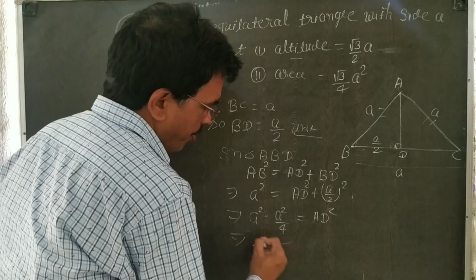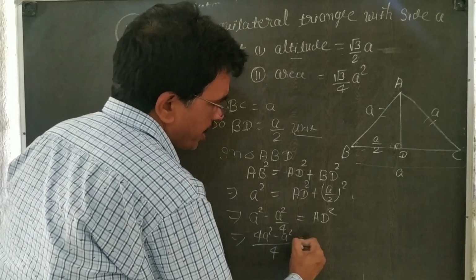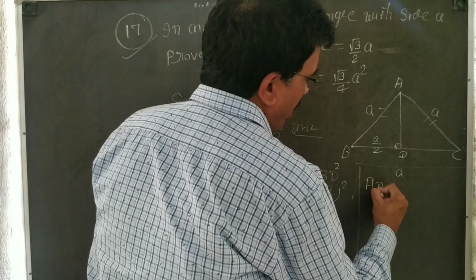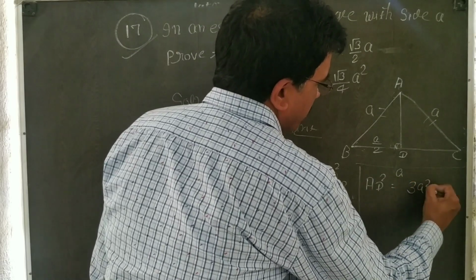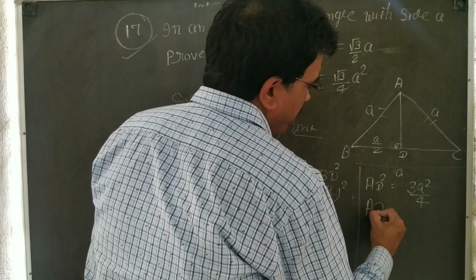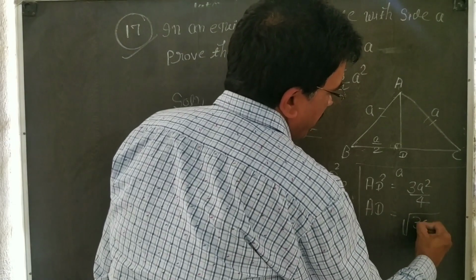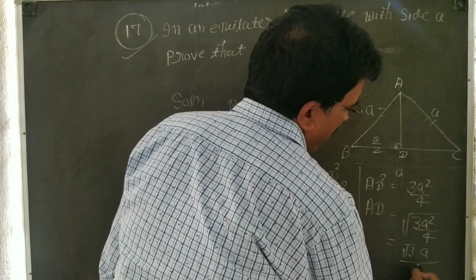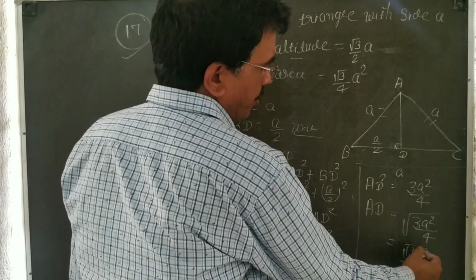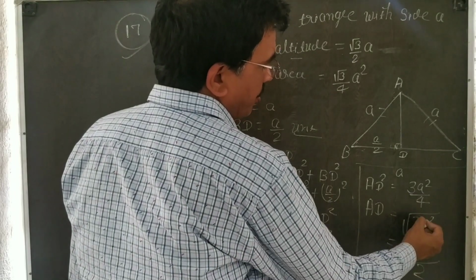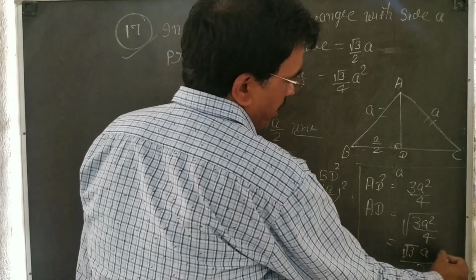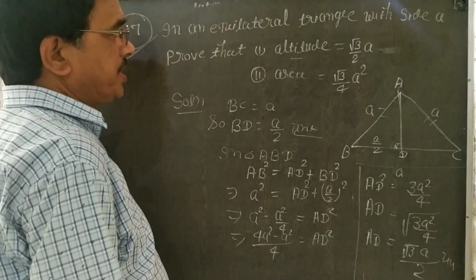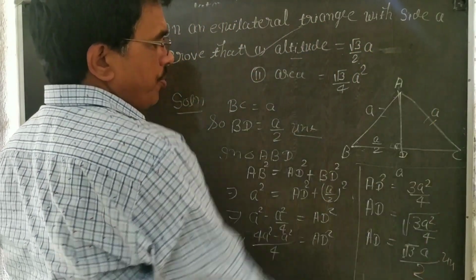Take LCM, that is 4. It is 4A square minus A square, that is AD square. So AD square is equal to 3A square by 4. Then AD is equal to under root 3A square by 4, and it is equal to root 3A by 2, because the square root of A square is A and of 4 is 2, but root 3 has no square root, so we write root 3 here. And AD is the altitude of the triangle ABC. So altitude is root 3 by 2 A.